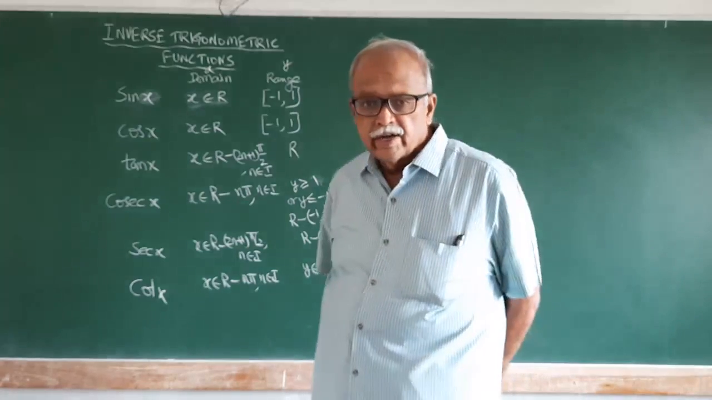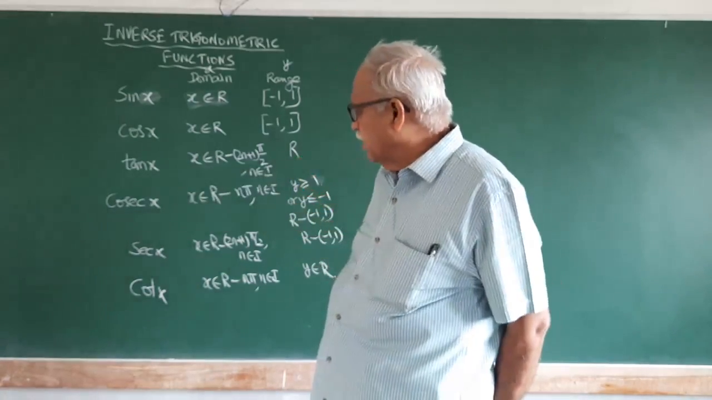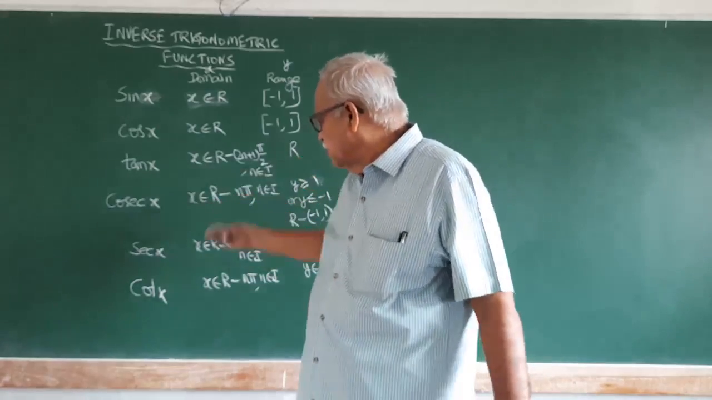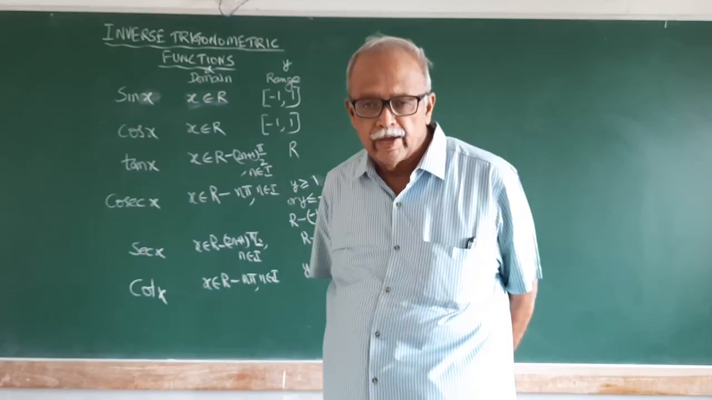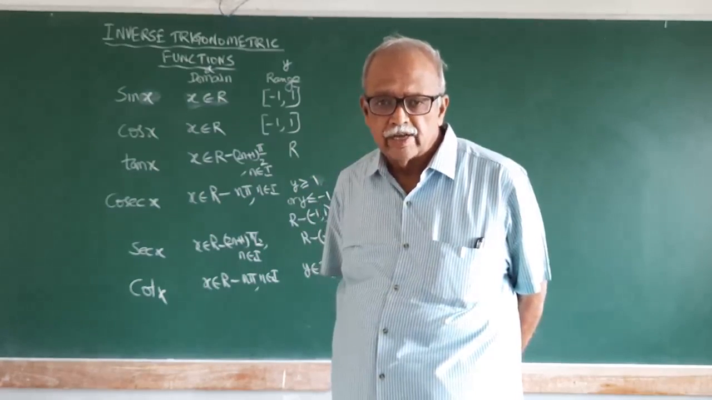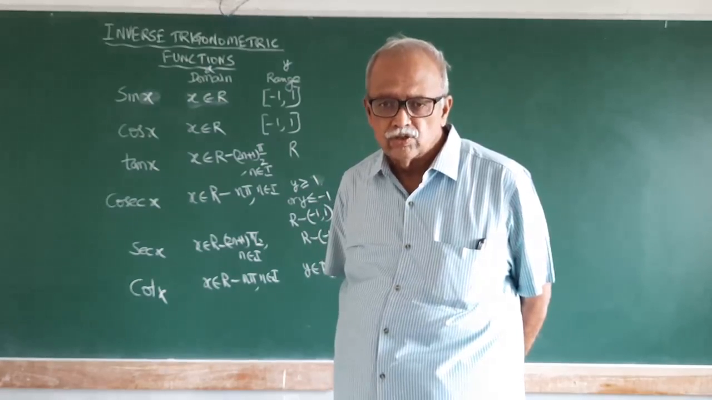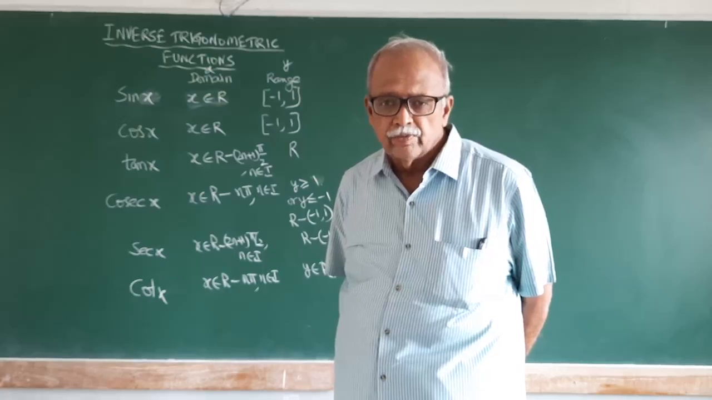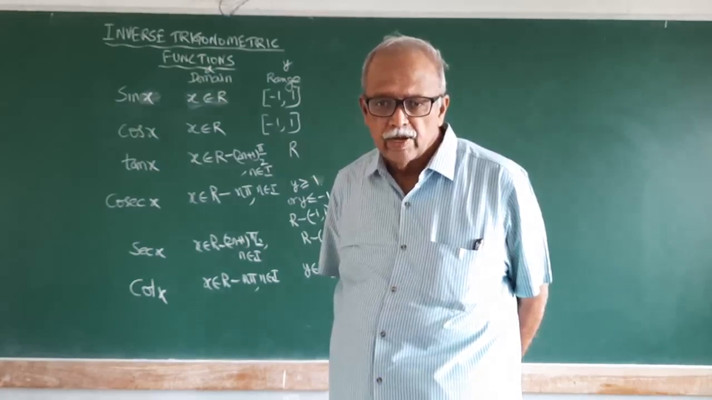But the range of tan x is any real number, so it is capital R. Cosecant x: x belongs to R minus n pi, so those values of x where it is an integral multiple of pi. For example, sin pi is 0, sin 2 pi is also 0, sin 3 pi is also 0. Therefore, cosecant x is 1 by sin x.